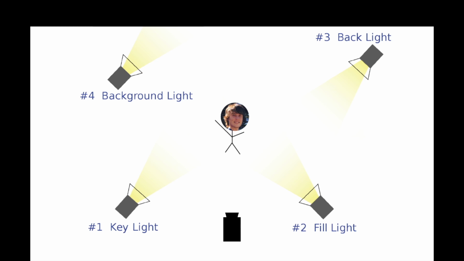The background light is intended to give depth to the image by putting a mixture of light and shadow on the wall behind the subject.